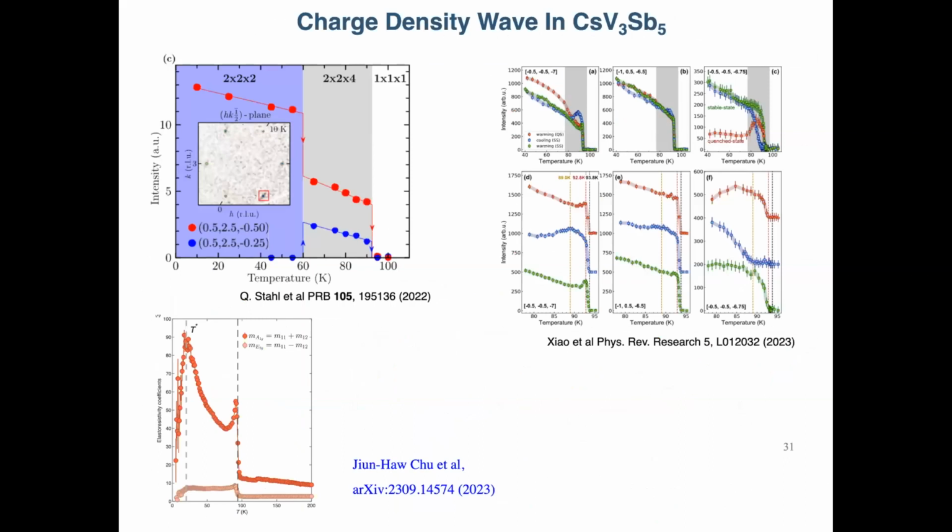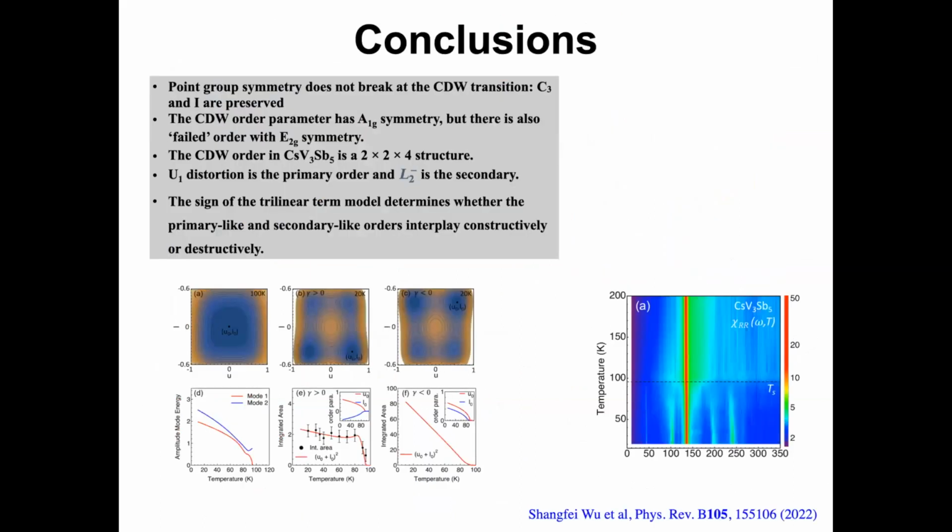So the second transition has been seen in many experiments. Yesterday, we saw an example of that as well. And again, in that paper, we already kind of predicted that this can happen and exist.